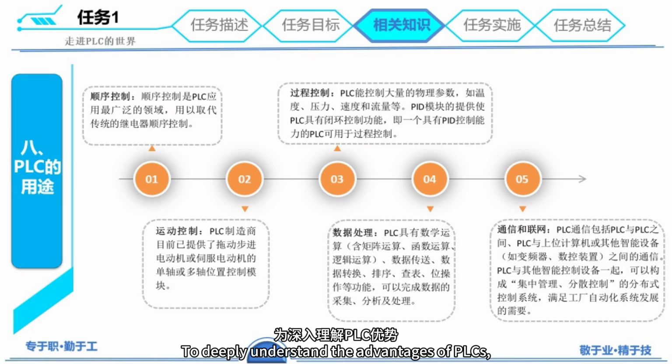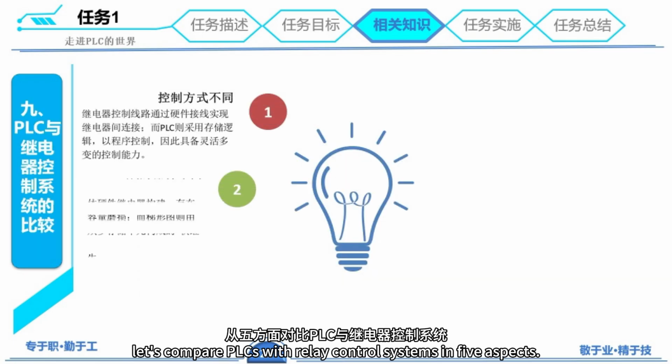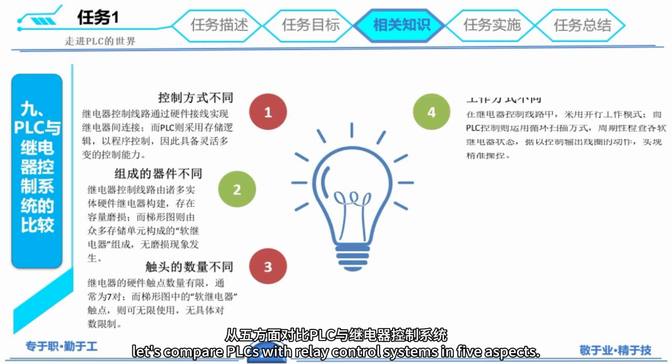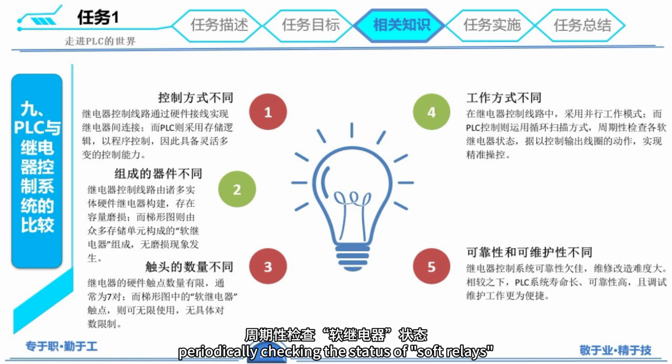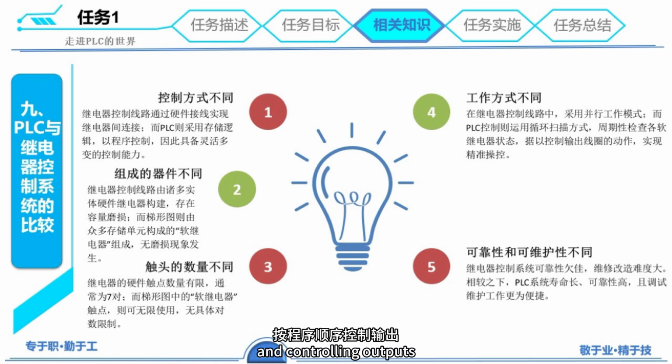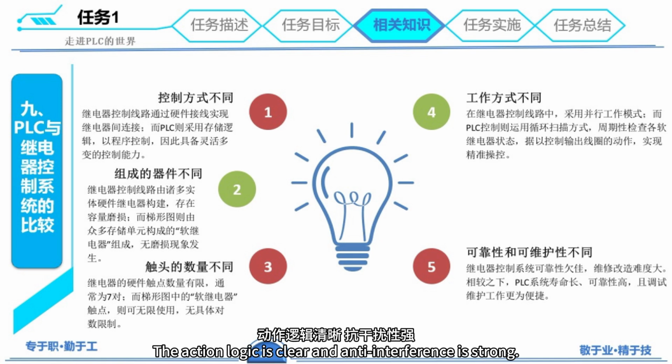To deeply understand the advantages of PLCs, let's compare PLCs with relay control systems in 5 aspects. First, in terms of working mode, relay control circuits operate in parallel. All relays act simultaneously. A fault in one contact may affect the system. In contrast, PLCs use cyclic scanning, periodically checking the status of soft relays and controlling outputs in sequence according to the program. The action logic is clear and anti-interference is strong.